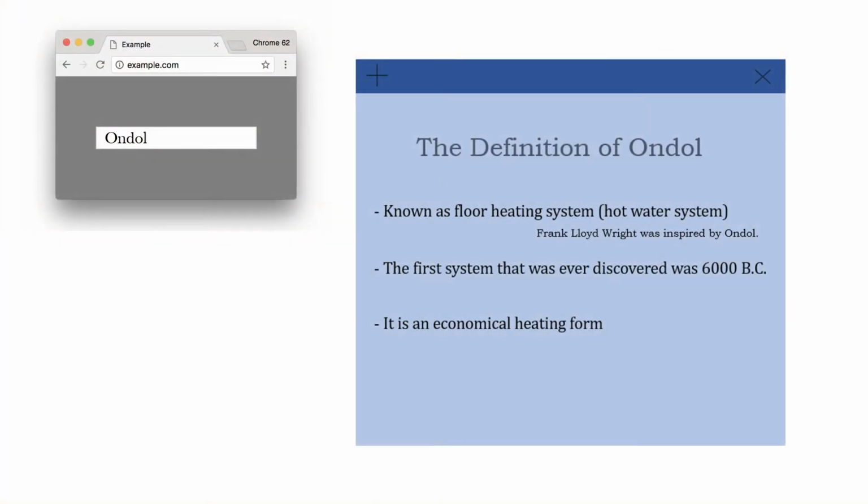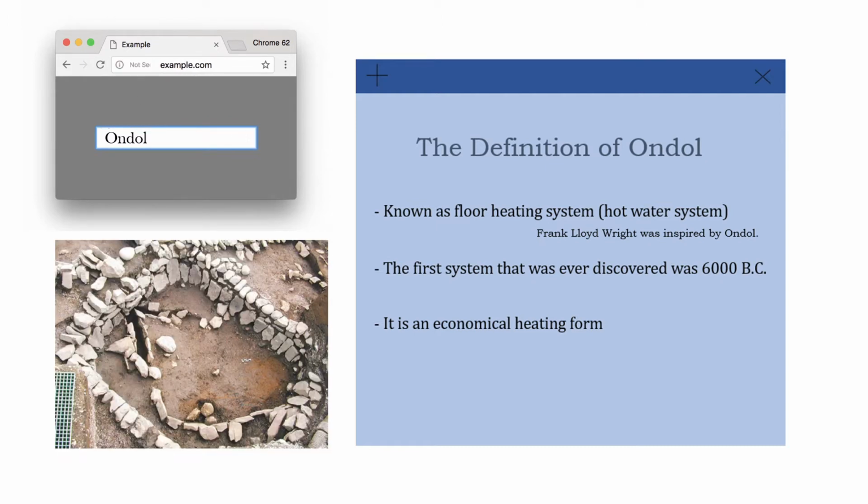Let's start with the definition of Ondol. It is known as a floor heating system or hot water system. Frank Lloyd Wright made a hot water system in the United States. In fact, he was inspired by Ondol when he visited Korea. And the first system that was ever discovered dates to 6000 BC.